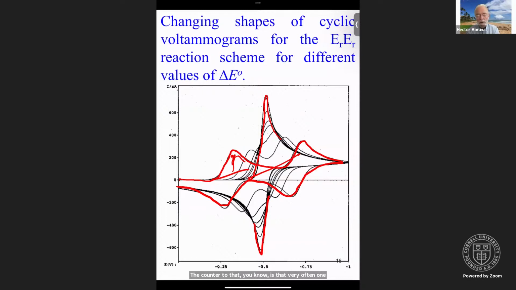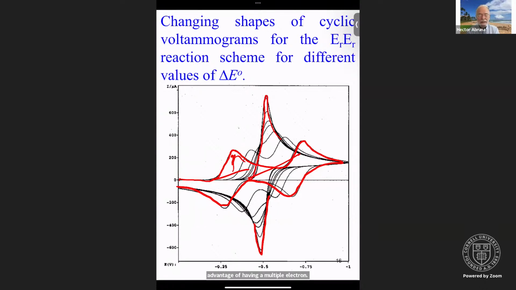The counter to that is that very often one would like to have multiple electron transfers because most chemical transformations involve the transfer of more than one electron. But if they are highly interacting, then the potentials will be split and you sort of lose the advantage of having a multiple electron process.